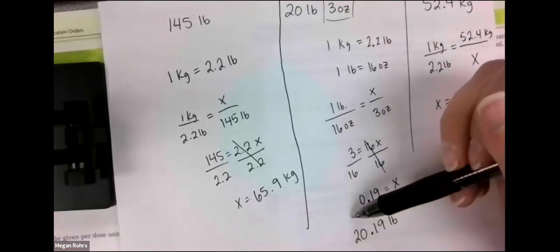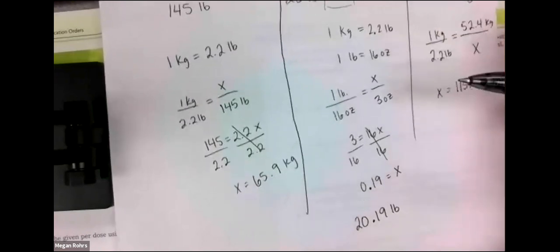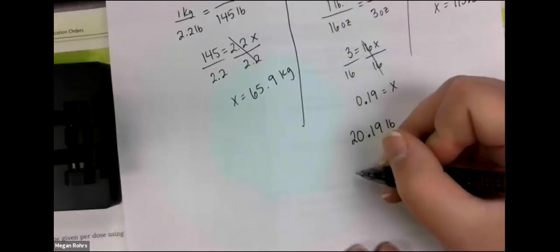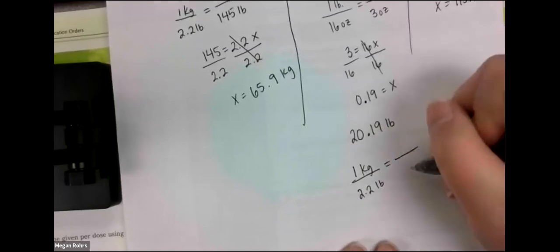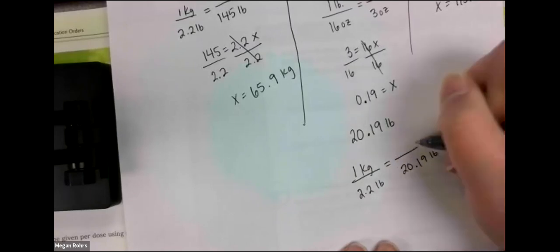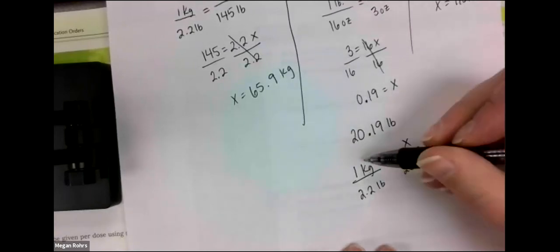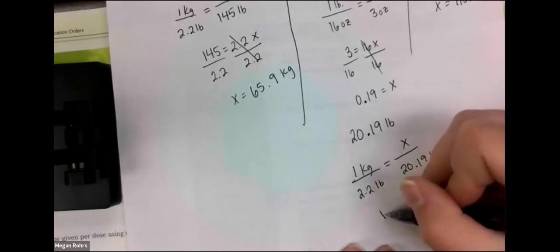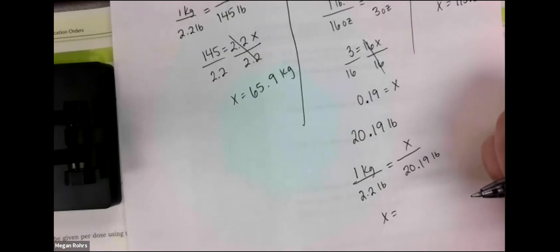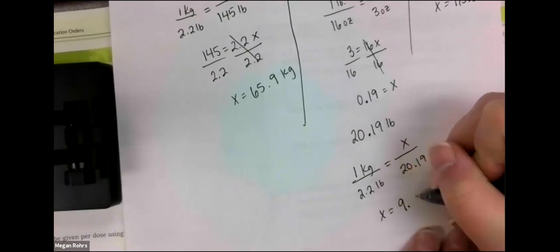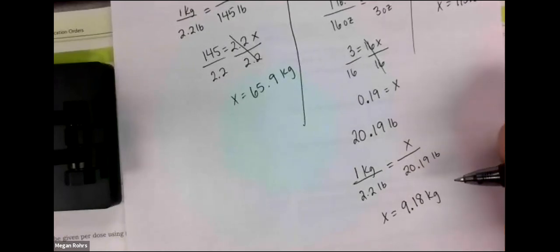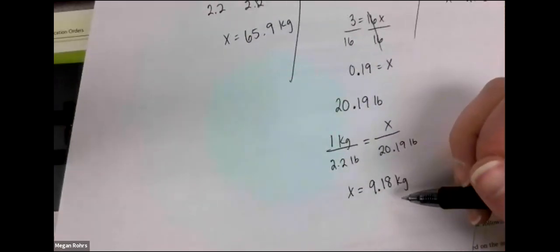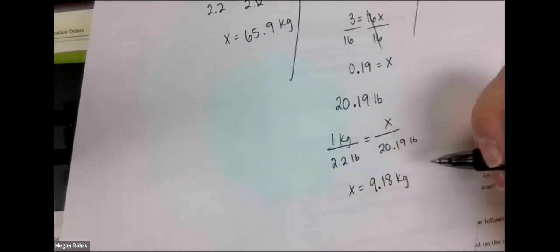Now I have my unit all in pounds, so now I can convert into kilograms. So remember, 1 kilogram is 2.2 pounds. Set that equal to my 20.19 pounds. So I'm just taking 20.19 and dividing that by 2.2. And that gives me 9.18 kilograms. Now make sure you're reading your assignment, whatever decimal they want you to round to. I just rounded to the nearest hundredth here.